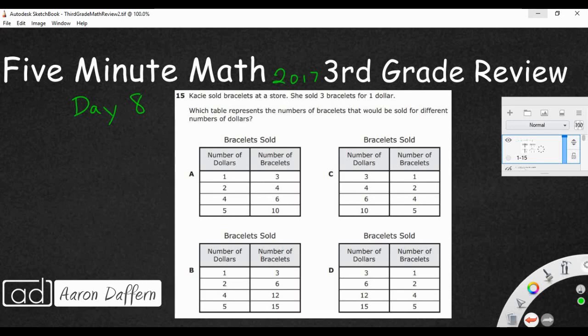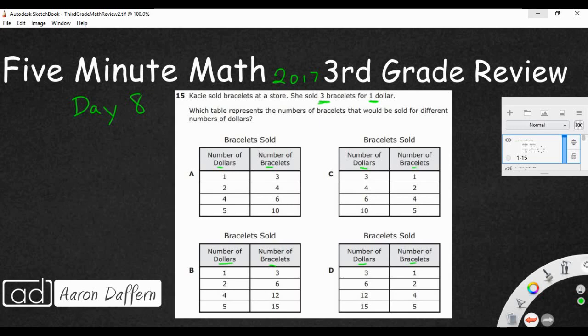Casey sold bracelets at a store. She sold 3 bracelets for $1. So this is the only information we're going to get here. 3 bracelets cost $1. And then we're supposed to find the table that represents the number of bracelets that would be sold for different numbers of dollars. Now here's the trick. Notice that we're getting bracelets for dollars, but look at how they represent each of these tables here. Dollars and then bracelets. So they flip the order on you.